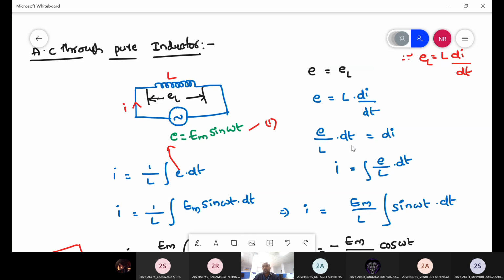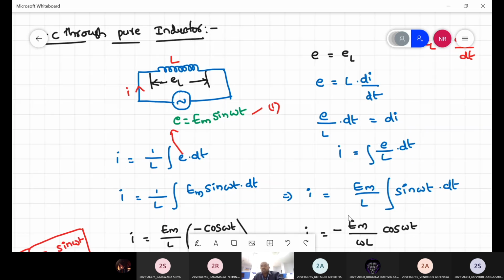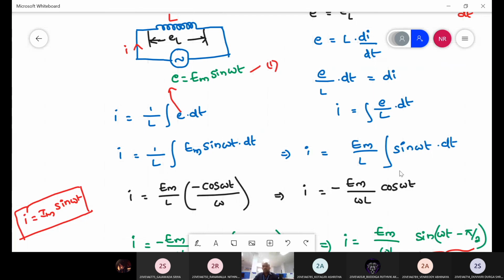di is equal to E by L dt. Then I is equal to the integration of both sides, integral of E by L dt. So E is equal to Em sin omega t, right? Then I is equal to Em by L times the integral of sin omega t dt, that is minus cos omega t by omega, right?